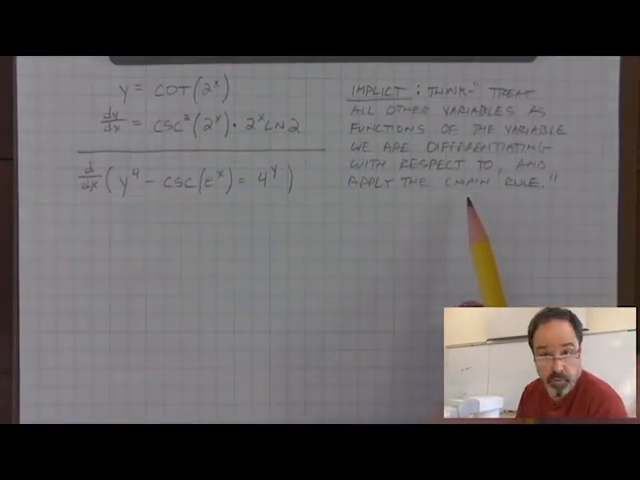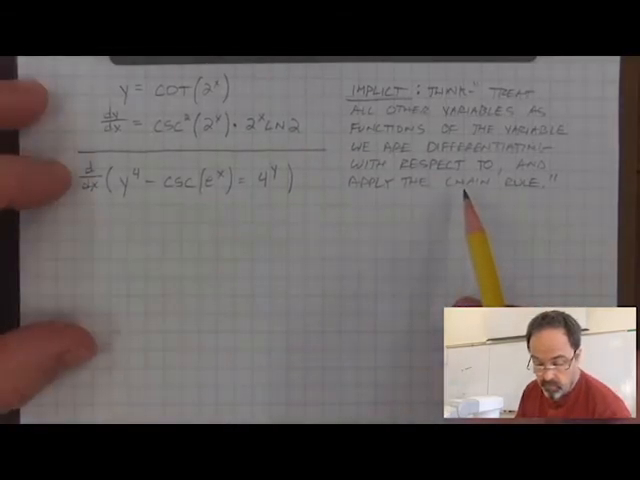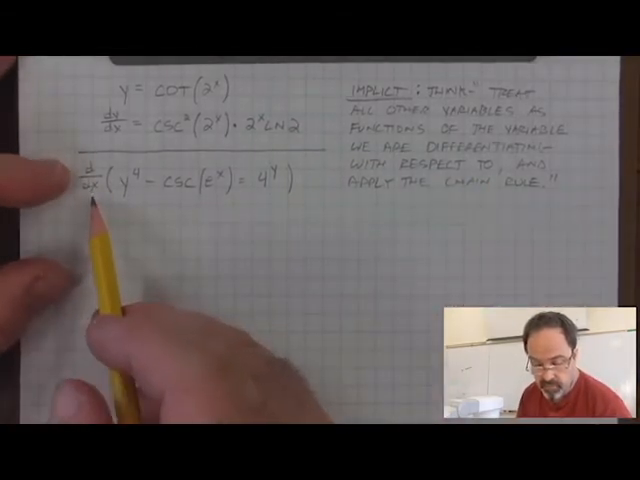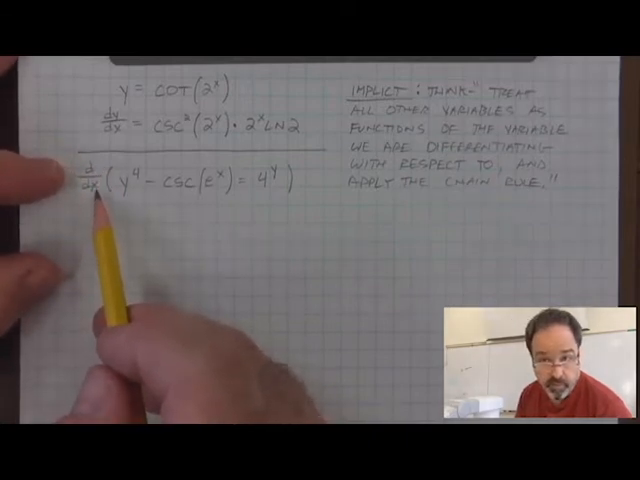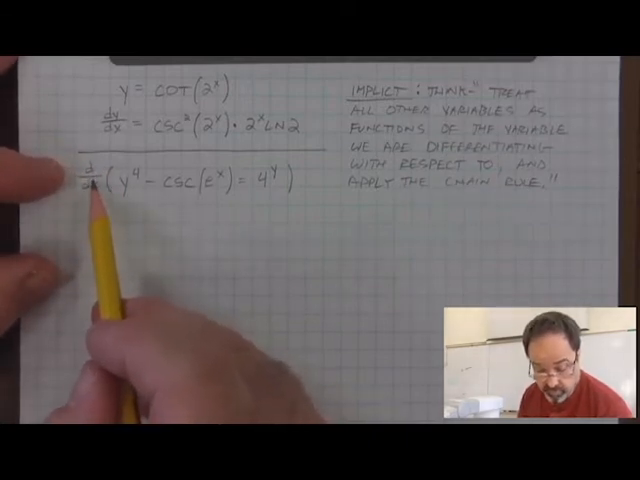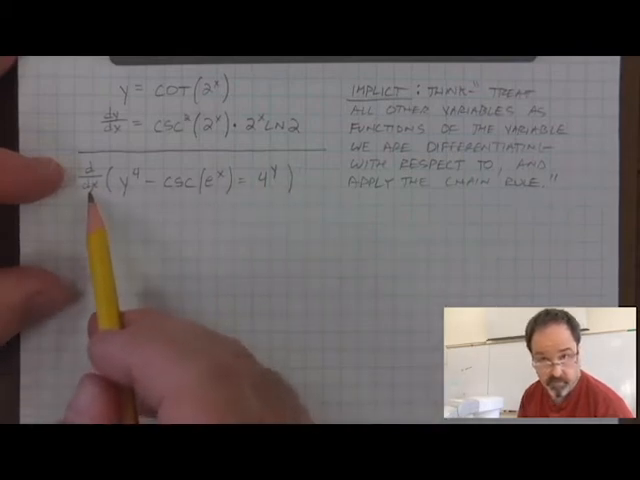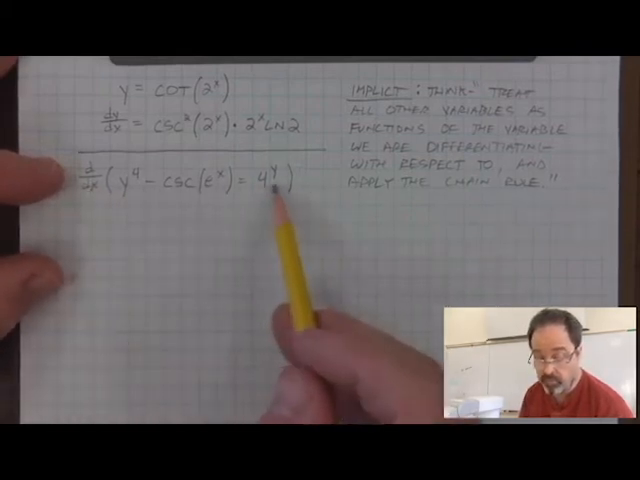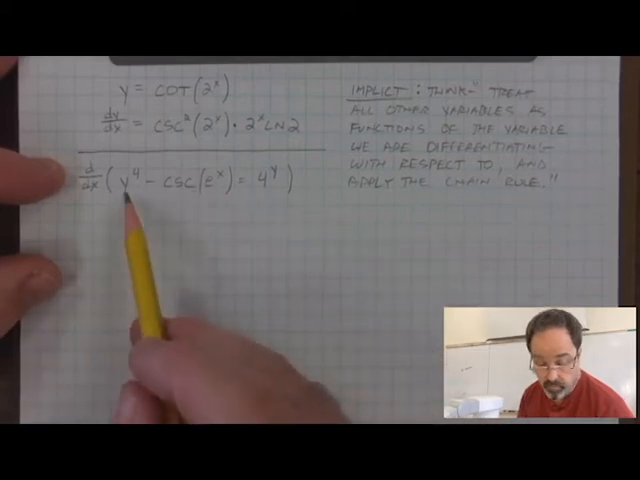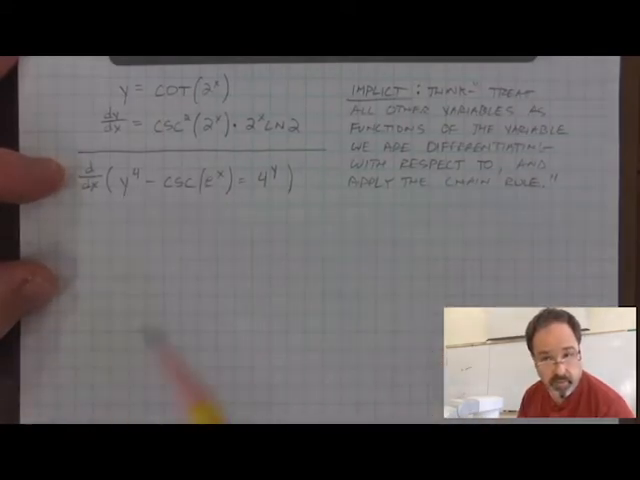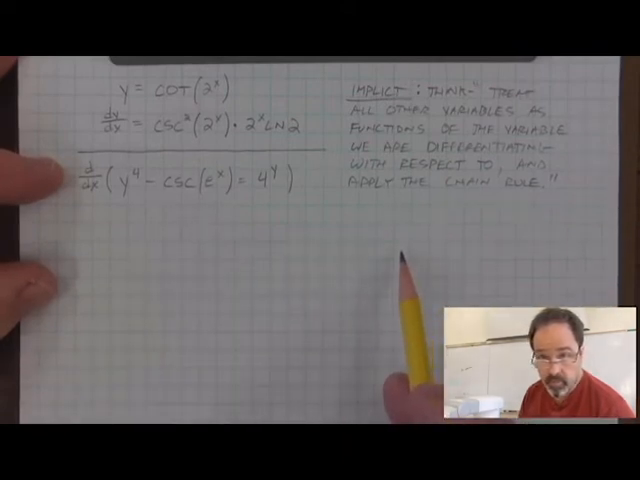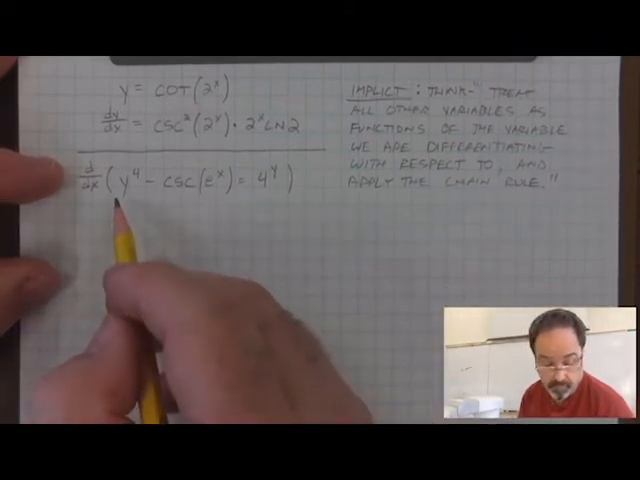This is what you need to remember, but what does that mean? Well, the notation tells us what the variable that we are differentiating with respects to. It's in the denominator, in this case it's x. So we're going to treat all other variables, and the only other one is y, as functions of x, and then apply the chain rule when appropriate.